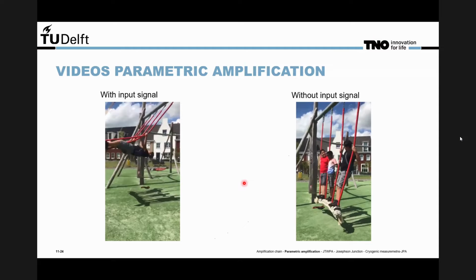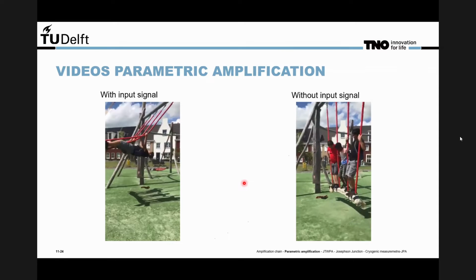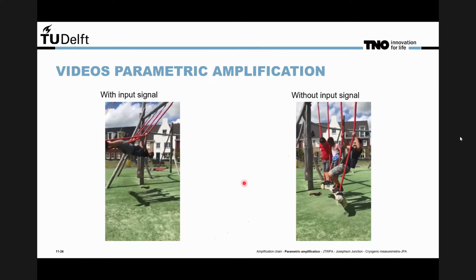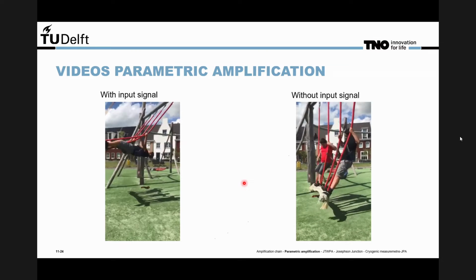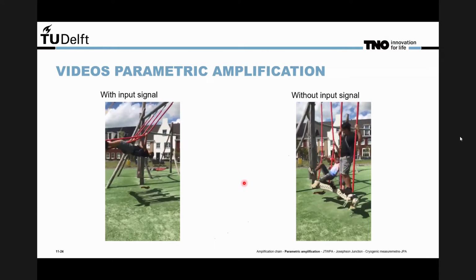pumping nothing. You need to have an input signal. Yeah, you can see that they tried their best, but they couldn't get the swing to oscillate. So parametric amplification for electrical signals works actually a bit differently, but this example just shows how you can get some amplification by modulating one parameter inside of the system.